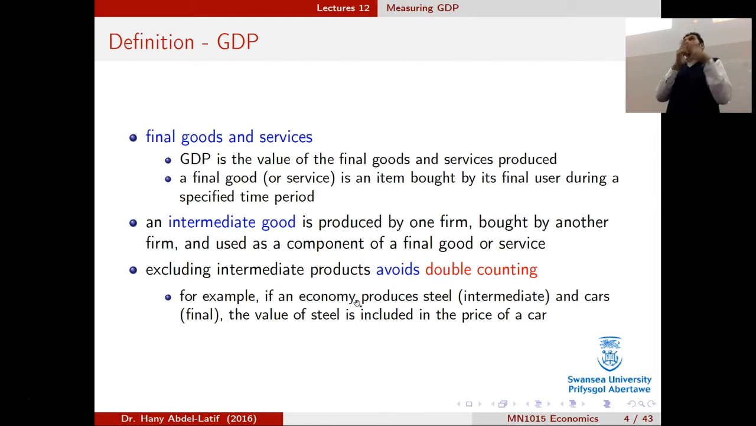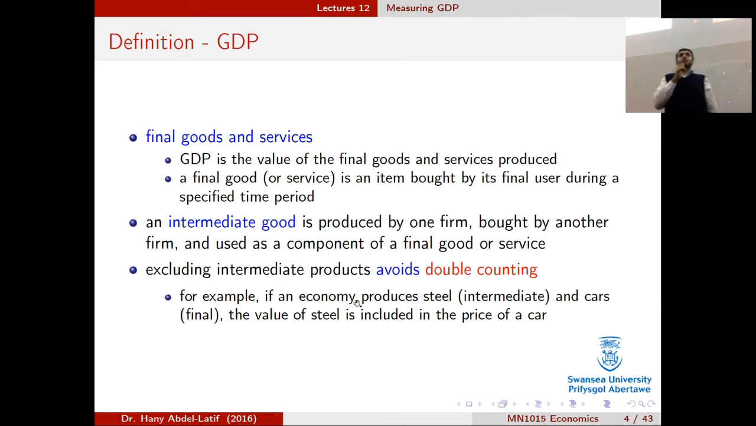And again, that is to avoid the double counting problem. So always remember this example of cars and steel. If we look at the market value for both cars and steel, we are double counting the steel, because the steel is part of the car, and that means it's part of the price or the market value of this car. So we should exclude the intermediate goods.